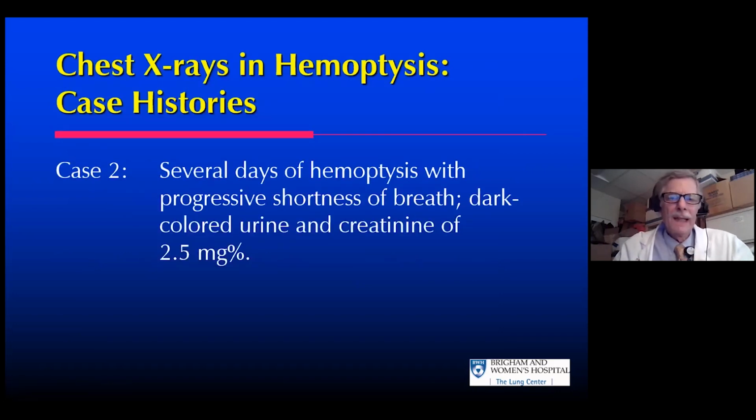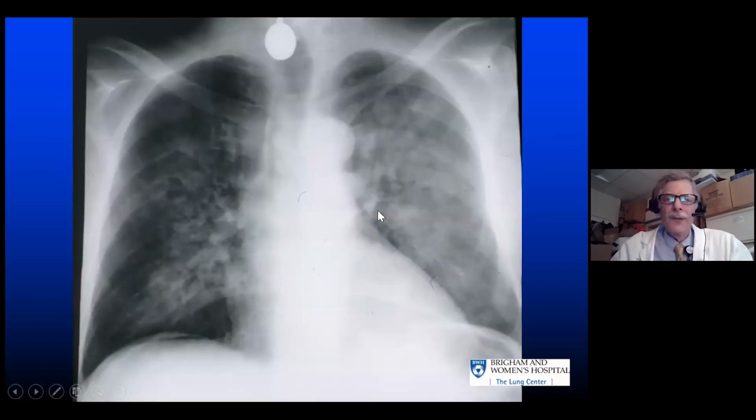Okay, check, second x-ray of 4. This is a history of several days of hemoptysis with progressive shortness of breath and dark colored urine and a creatinine of 2.5 milligrams percent. So you're starting to think pulmonary and renal disease. And here's another striking x-ray abnormality that's going to guide our evaluation of hemoptysis.